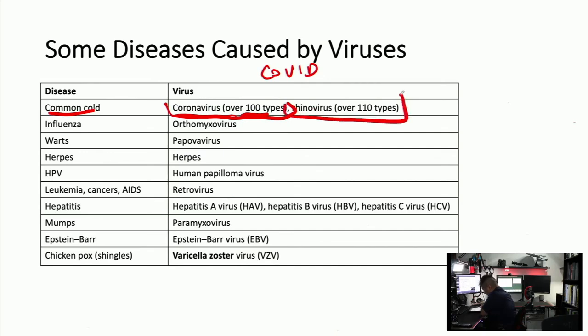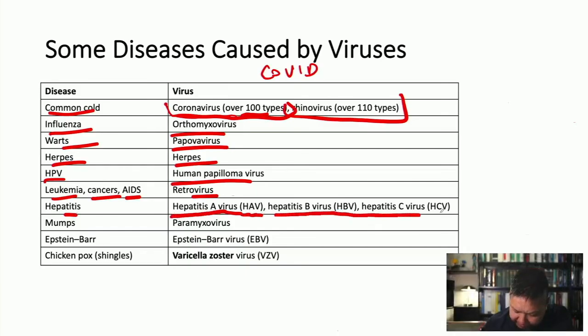Rhinovirus also causes the cold. Of course, we have influenza, caused by the orthomyxovirus. Wow, that's hard to say. Warts, the papovirus, herpes virus, HPV, human papillomavirus, leukemia, cancers, and AIDS. Those are all retroviruses. Hepatitis: hepatitis A virus, hepatitis B virus, hepatitis C virus. Mumps, the paramyxovirus, Epstein-Barr virus, and chickenpox, which is shingles, the varicella-zoster virus.